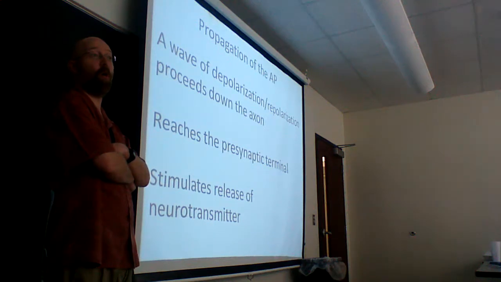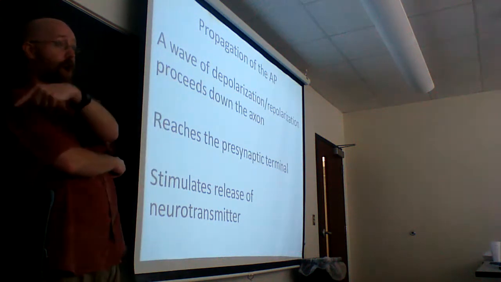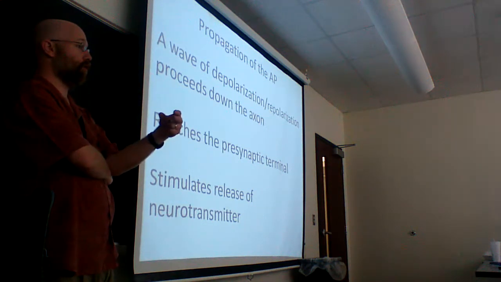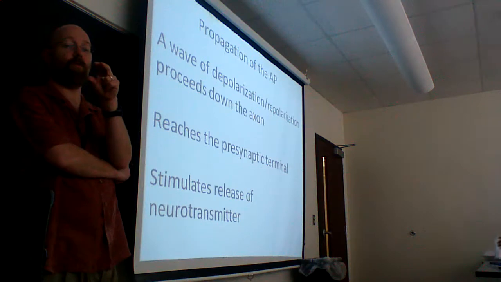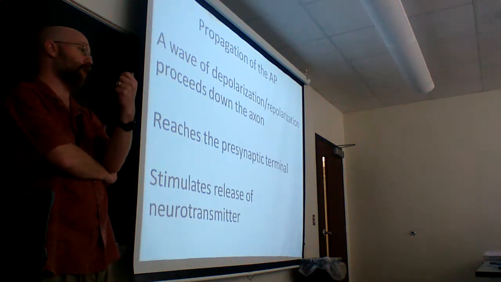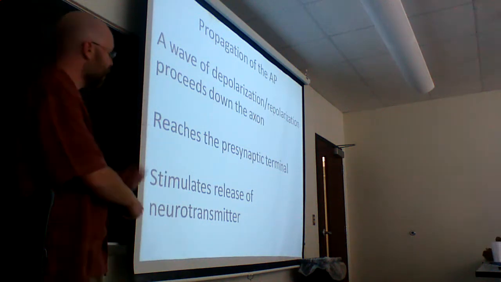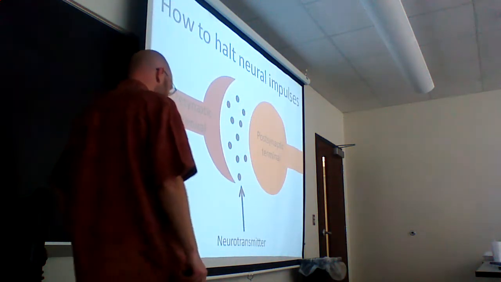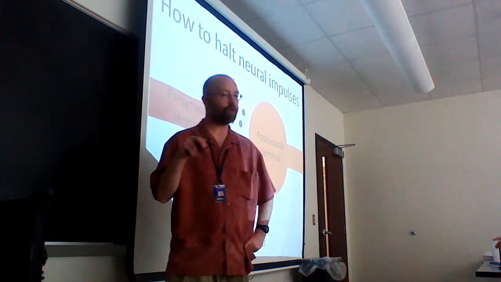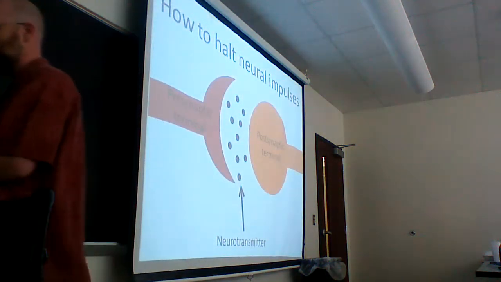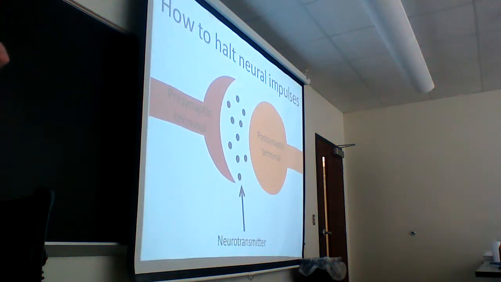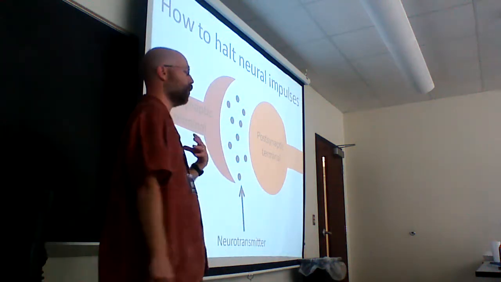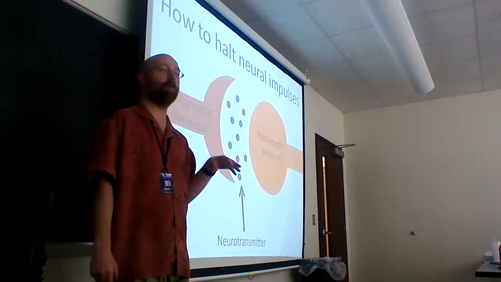Yeah, then you start the whole thing again in the next cell at the end of the line. Eventually, you will have an effect on the target, the target being gland or muscle. At some point, you have to stop signaling. At some point, you don't want to contract that biceps brachii anymore, or you want to turn off the secretion of that sweat.